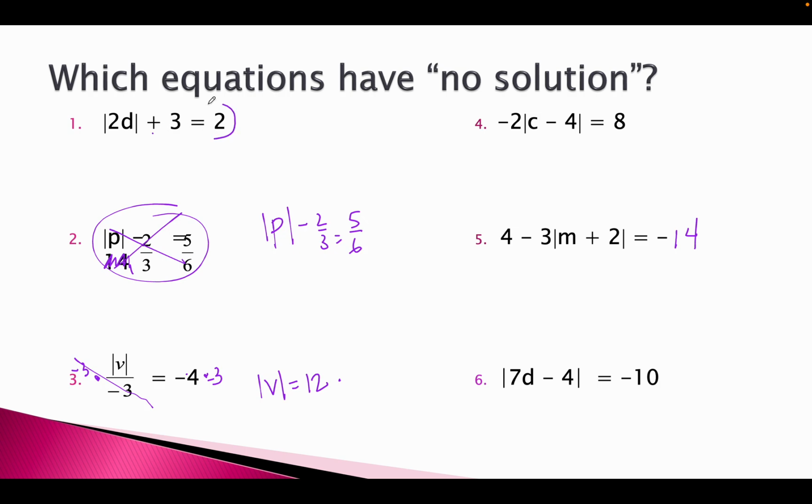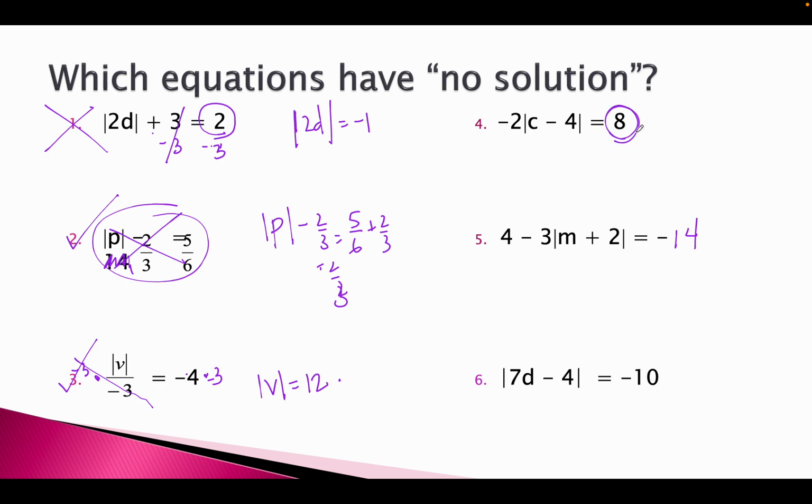This one looks like it has a solution, but if I isolate that absolute value by subtracting the 3 first, I'll notice that this one actually does not have a solution. This one would have a solution because if I add 2/3 to 5/6, that's going to be a positive. So this one has a solution. This one has a solution.